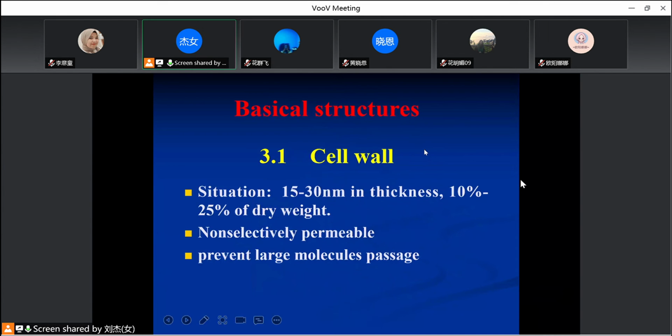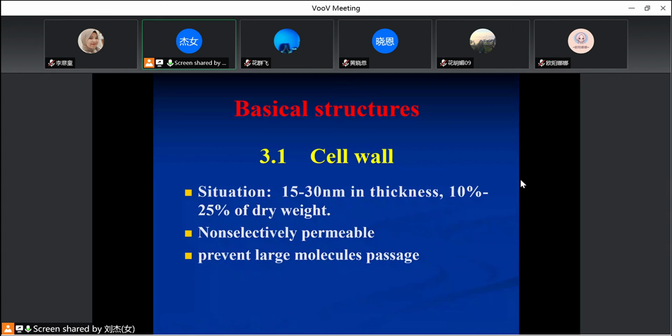So the first one we need to learn is the cell wall. Today we will finish the cell wall. We will introduce the structure of the cell wall, and then we will stop here. Okay, so let's see the cell wall. This is a general introduction of the cell wall. The function of the cell wall is to prevent large molecules from passing, and some other functions.